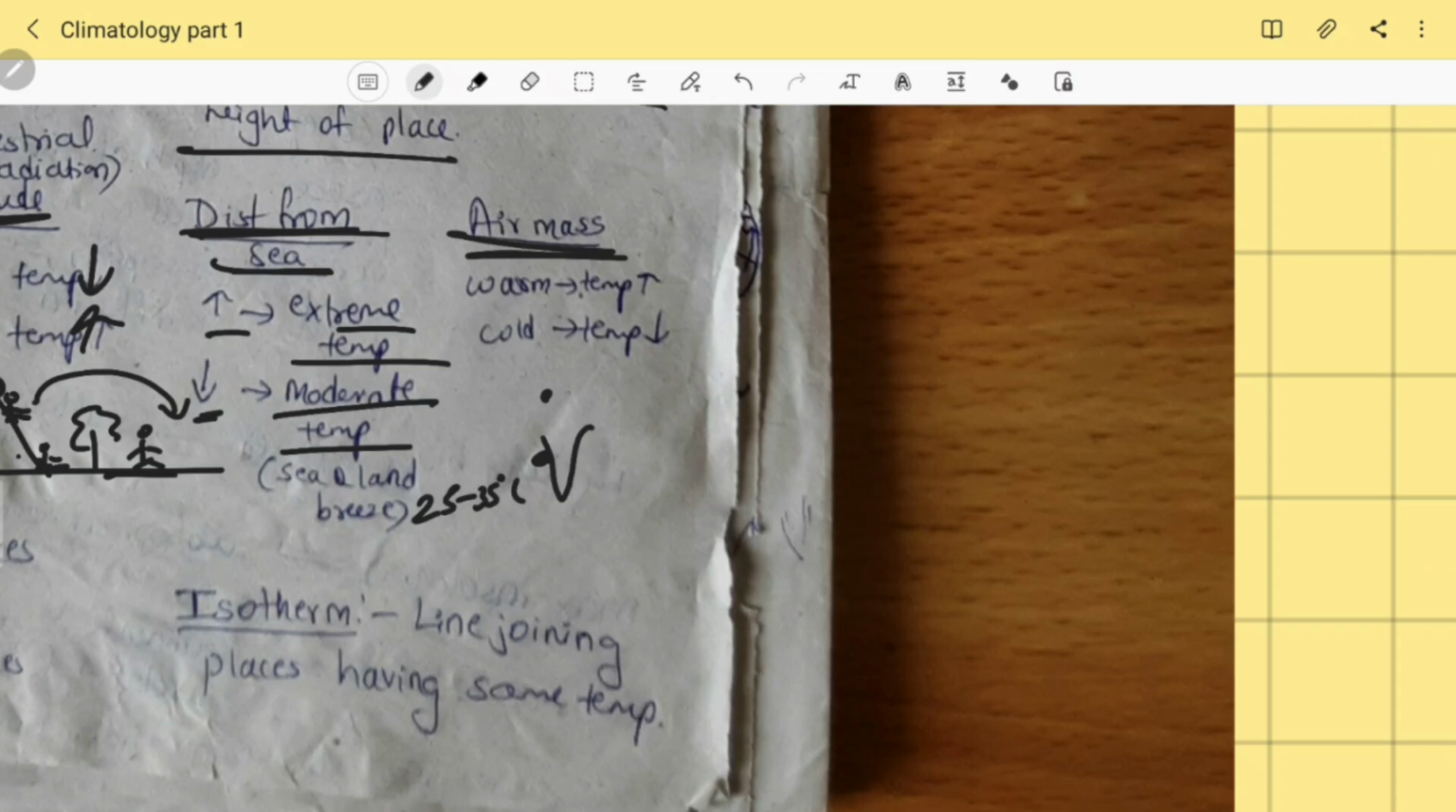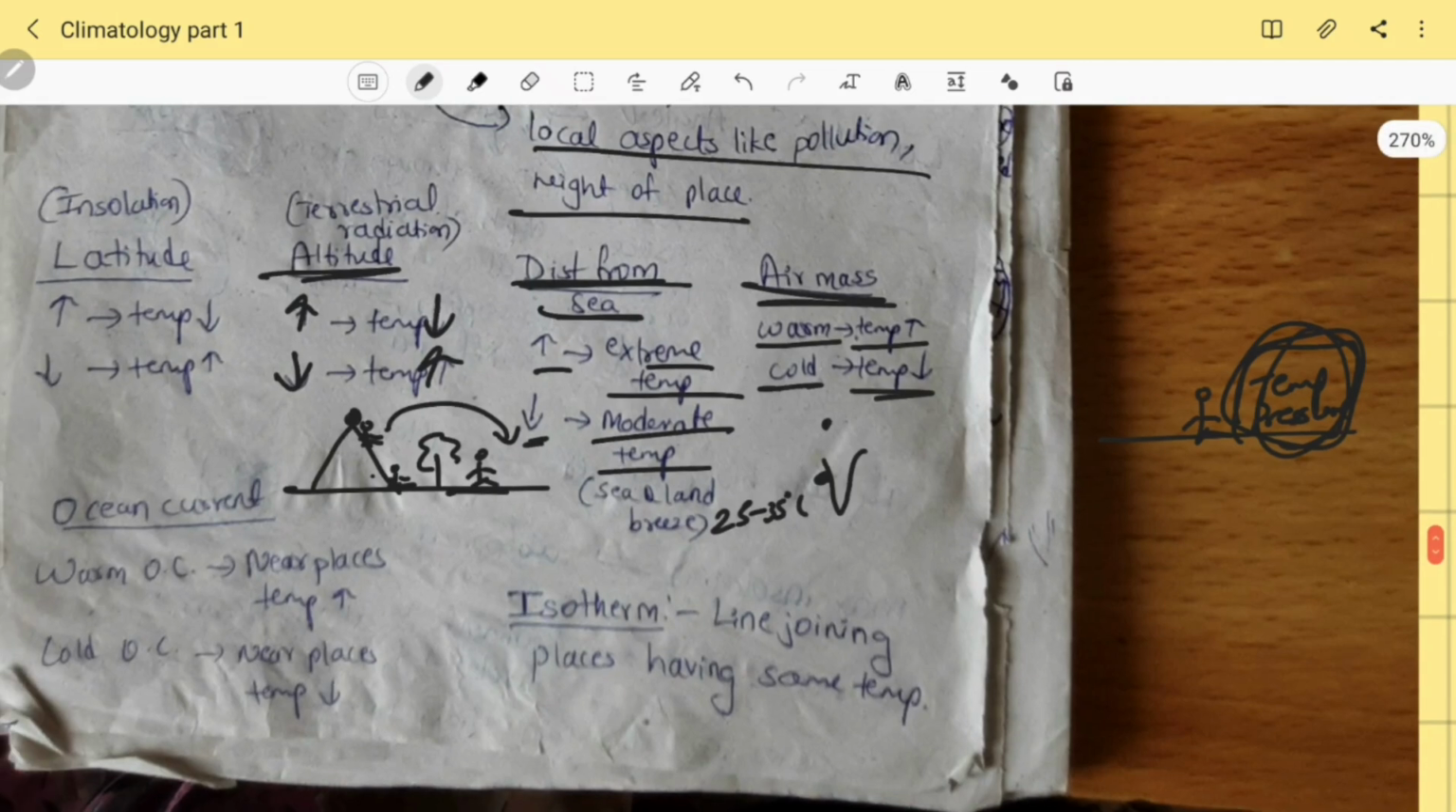What is air mass? Air mass is a place where, say you are standing here at a place, and here the temperature of the air is the same throughout, that is called a particular air mass. Temperature and pressure of that place, that is called an air mass. If there is a warm air mass, then temperature increases, and if there is a cold air mass, then temperature decreases. So this is about the air mass.